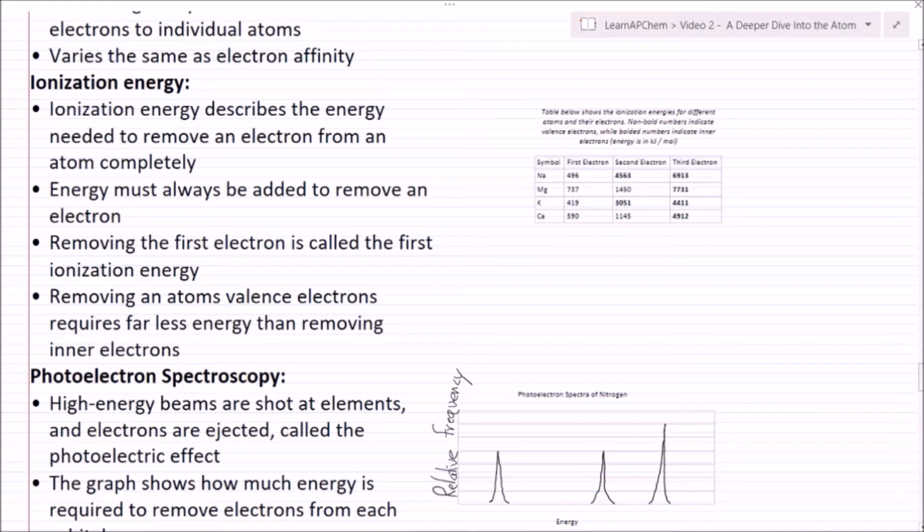So if you direct your attention here, we have this table of the ionization energies for different electrons. So non-bolded numbers indicate valence electrons, while bolded numbers indicate inner electrons. So you can see that these non-bolds aren't so high when we compare them to these inner shell energies.